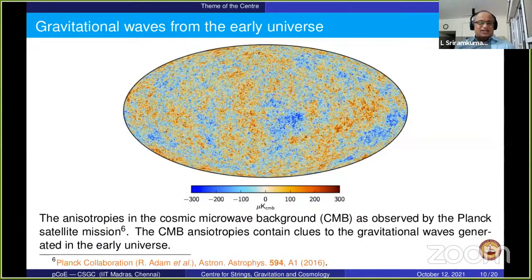And in fact, this is the holy grail in the context of cosmology, observing imprints of gravitational waves that are generated in the early universe. These gravitational waves would have been generated due to quantum fluctuations, and therefore you have some way of observing some aspect of a quantum gravitational signature.